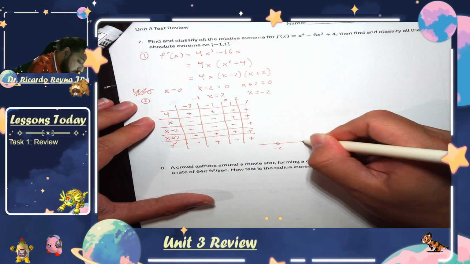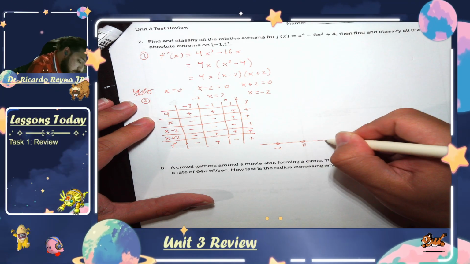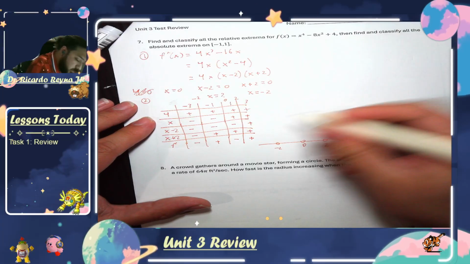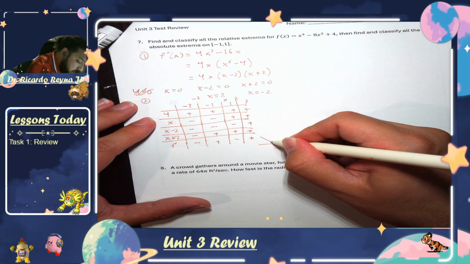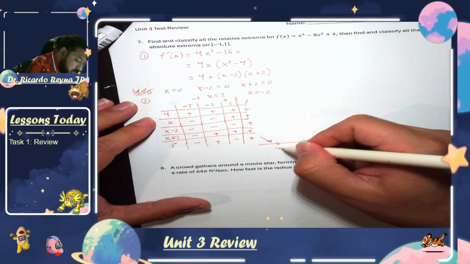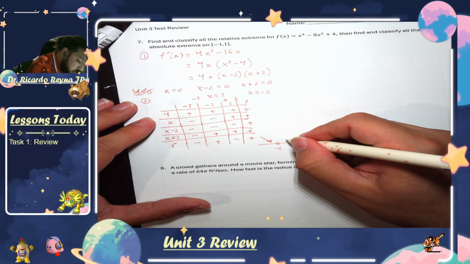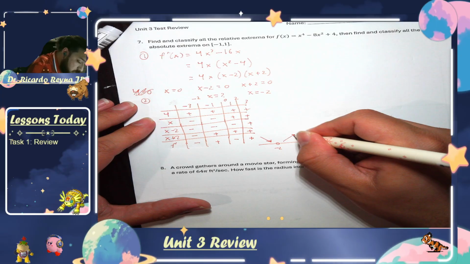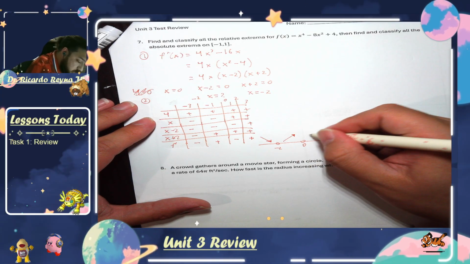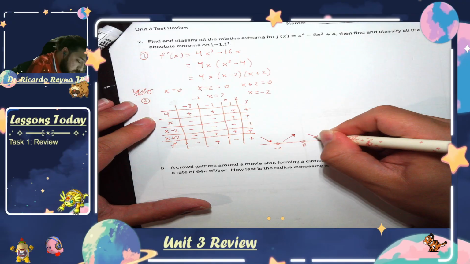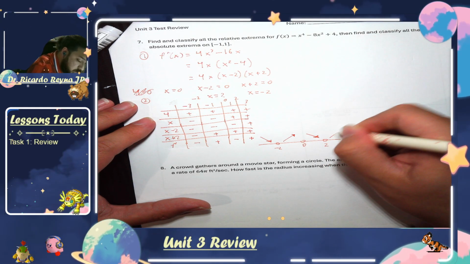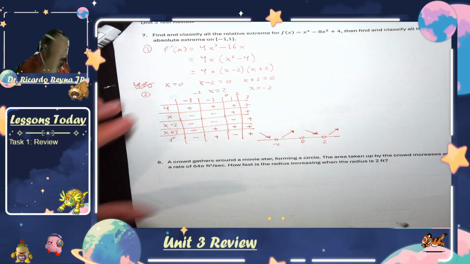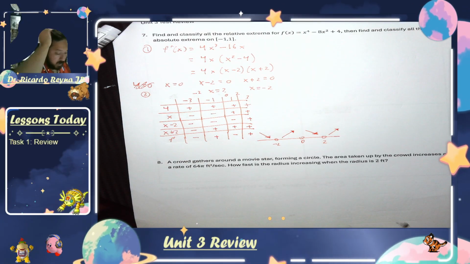Negative 2, 0, 0, and 2. From the left, the slope will be negative. In between negative 2 and 0, the slope is positive. Between 0 and 2, the slope is negative. And after 2, the slope is positive. So here it's pretty easy to see what's a min and what's a max.